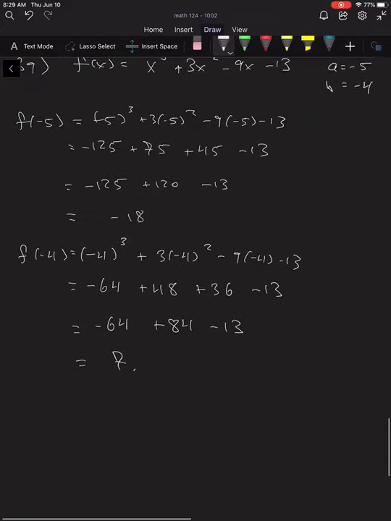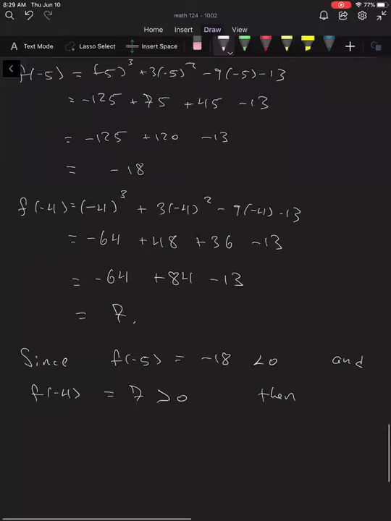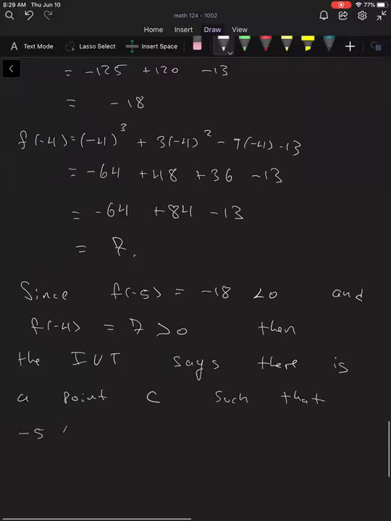So we do know, since f of minus 5, which is equal to minus 18, is less than 0, and f of minus 4, which is equal to 7, is bigger than 0, then the intermediate value theorem says there is a point C such that minus 5 is less than C is less than minus 4, and f of C is equal to 0.